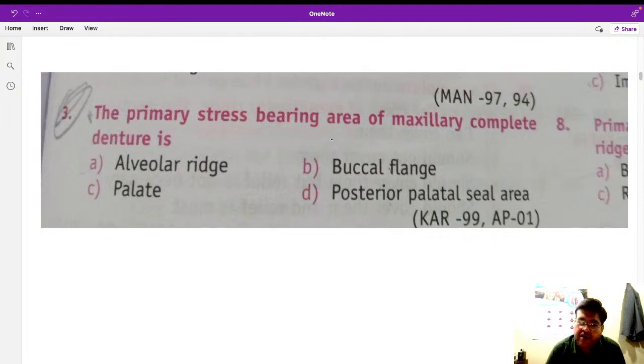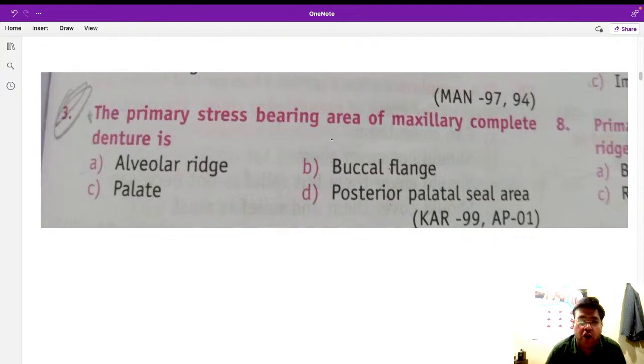So here the answer is definitely going to be palate. It's not alveolar ridge. Secondly, if the question is asking clearly on which part of palate is the primary stress bearing area, the answer which you have mentioned is absolutely right, and that is the posterolateral slope of the hard palate, right?